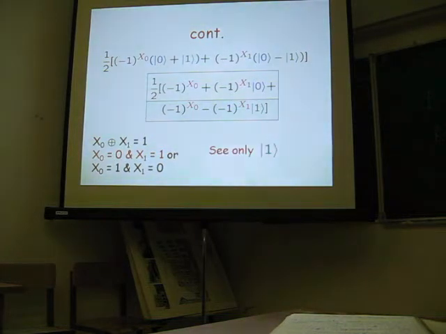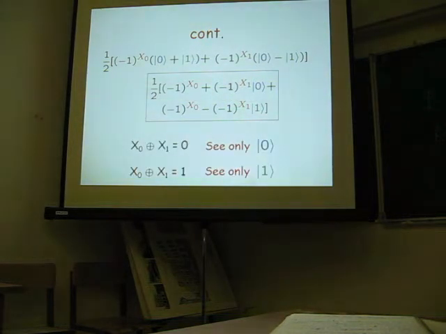Okay? So, to cut the story short, if you measure this state and if the parity of the two variables was 0, then you will always observe a 0, and if the parity of the two variables is 1, you will always observe a 1. Hence the algorithm works. It will tell me exactly the parity of these two variables.